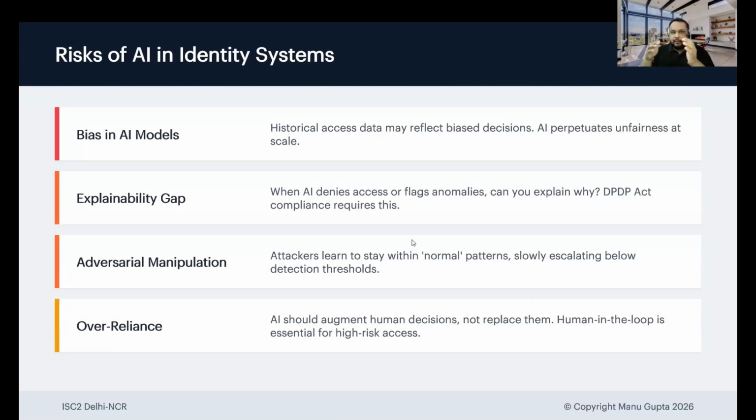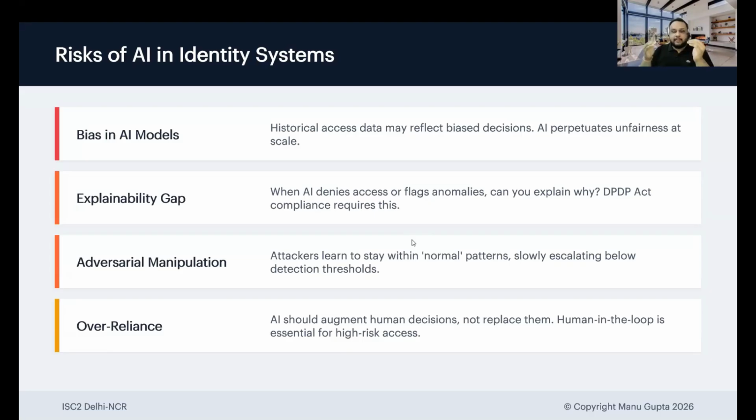Second is explainability. So when an AI model denies an access request or flags an anomaly, can it explain why, right? And according to these India regulations, especially DPDP, we require the automated decisions to be explainable, right? A black box making decisions is a compliance risk. Then we talk about manipulation. So sophisticated attackers can learn to operate within the normal patterns that AI models expect, right?